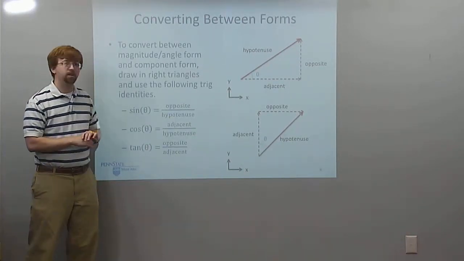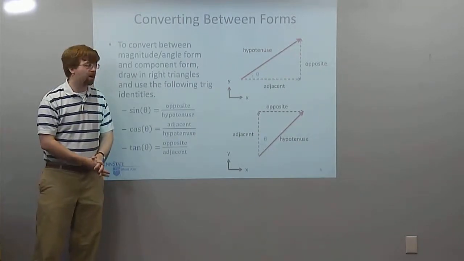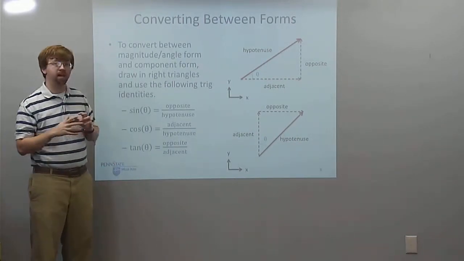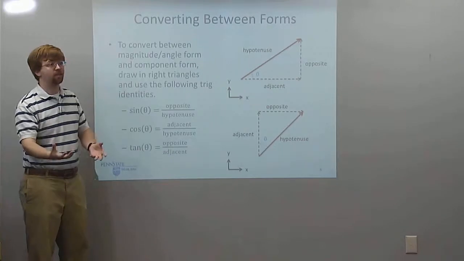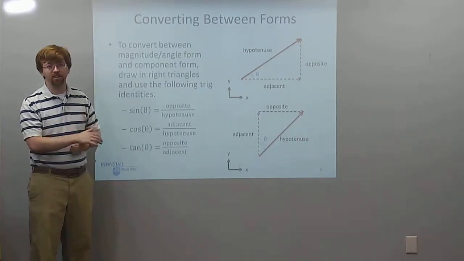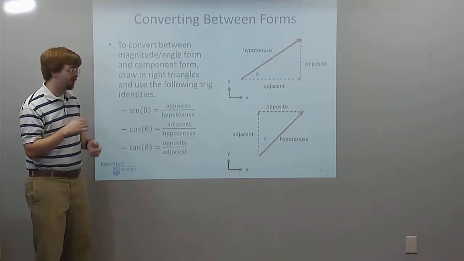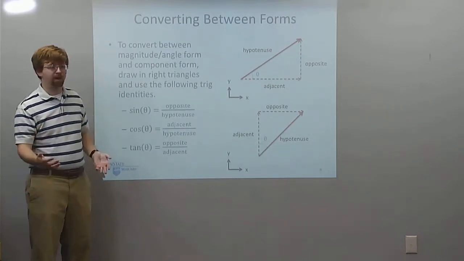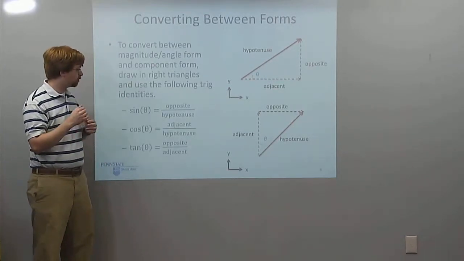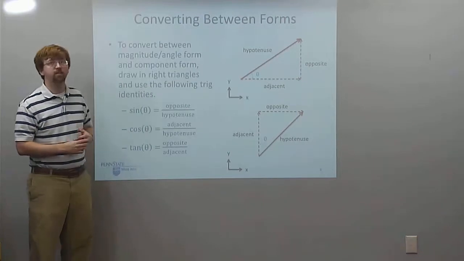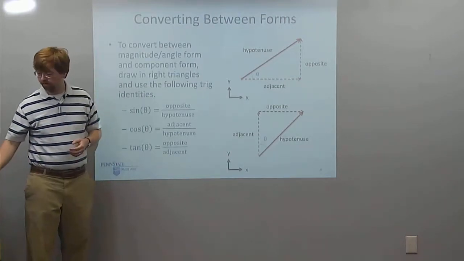So at least beginning off with some of these things, my recommendation to you is always draw out these triangles, think about what's the x component, what's the y component, and the hypotenuse is almost always going to be your overall magnitude. And just use these identities to solve out your individual parts.